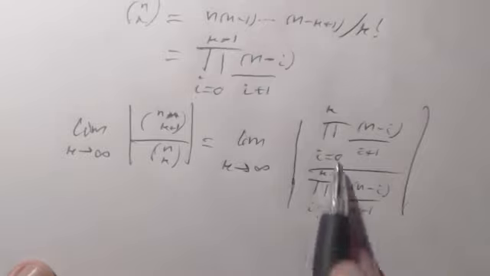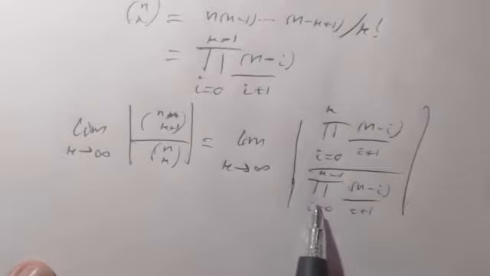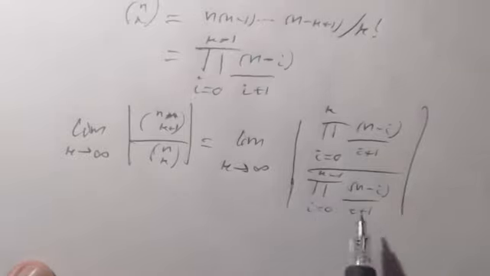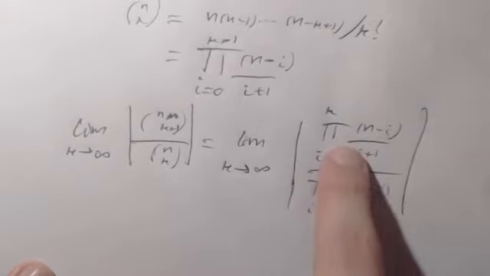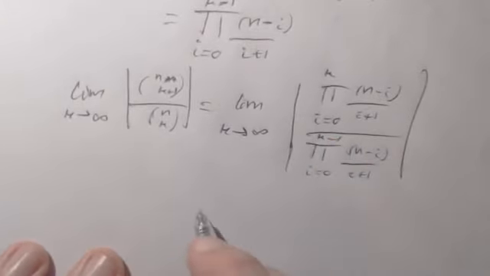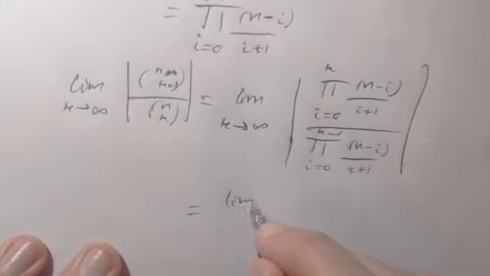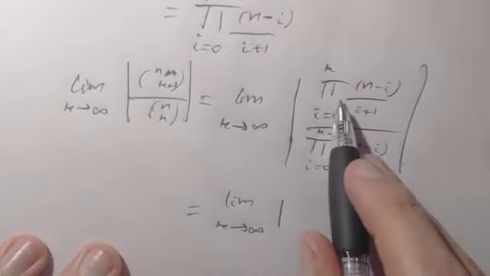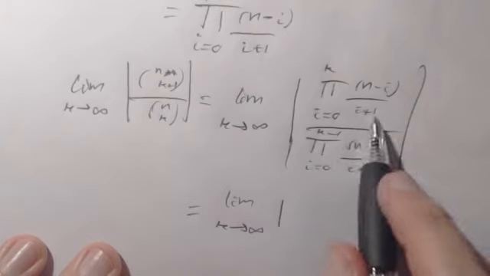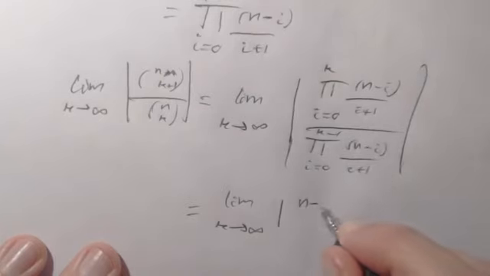And the first k factors of each product cancel. So, I mean, this is just the first k terms of this. So, all this is the limit as k goes to infinity of this for when i is k. So, n minus k over k plus 1.